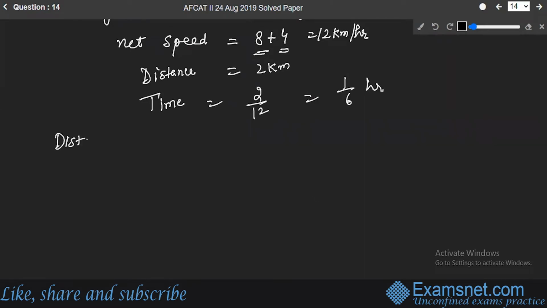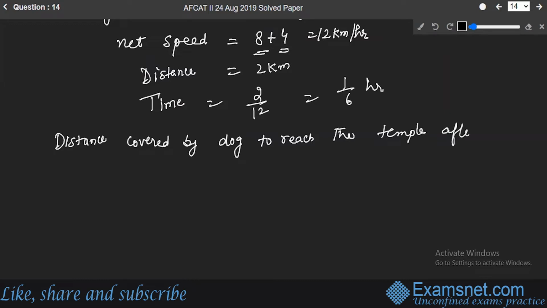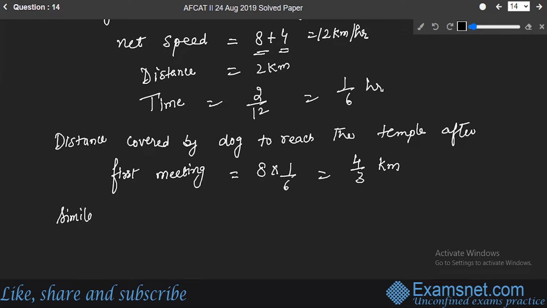Hence, distance covered by dog to reach the temple after first meeting will be speed into time. Speed of the dog was 8. Time taken was 1 by 6. So it is 4 by 3 kilometers. Right. This will go on and on and on. Right. Now, similarly, you will do for the next ones. This is for the second one and this is for the third one.